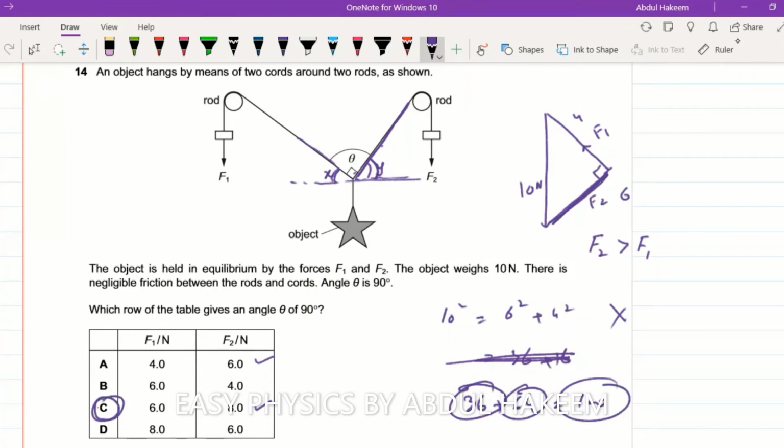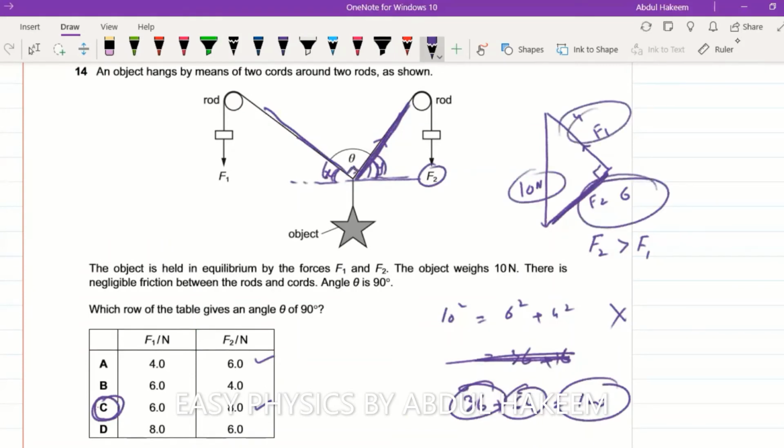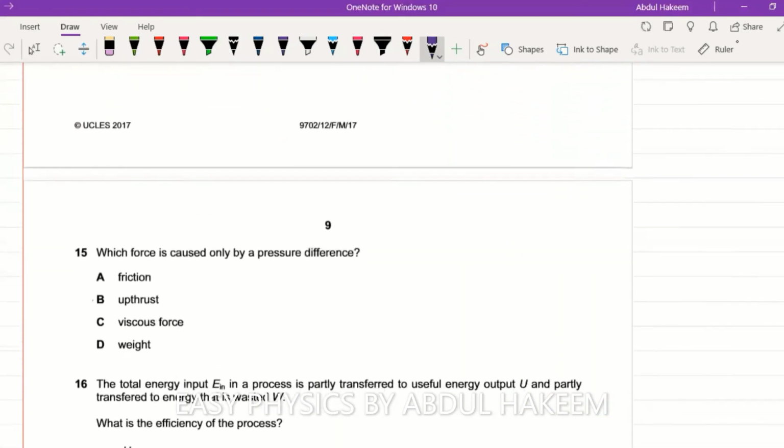So first, we have to compare the forces. So this is larger than this force. So the short string will bear the large tension. Its angle is large and this angle is small. So it means F2 must be greater than F1. This angle is 90 given. And then we have to verify the Pythagoras theorem. Perpendicular squared plus base squared must be 10 squared. So C is the answer.